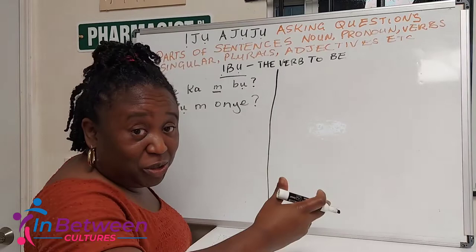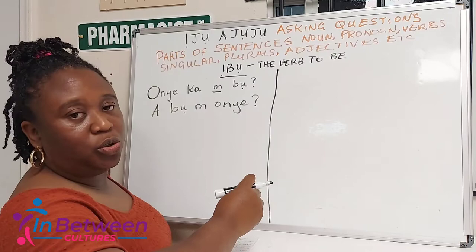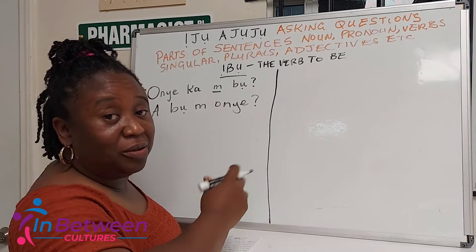Now we're going to write the negative answer to this question. Onye ka m bụ? Who am I? Abụ m onye? Still, who am I? Or am I who?